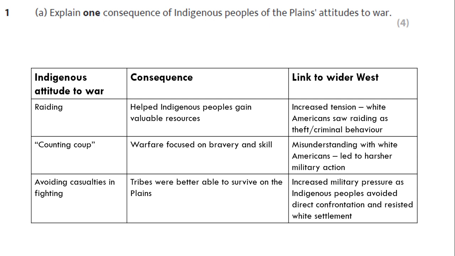If you think about the 2 moments in the course where the white Americans achieve a 100% death rate, as in 100% of them died, it's Fetterman's Trap in Red Cloud's War and the Battle of Little Bighorn in 1876, and they both involve raids and surprise attacks, which links to that third attitude. So let's see what these look like as consequence paragraphs.